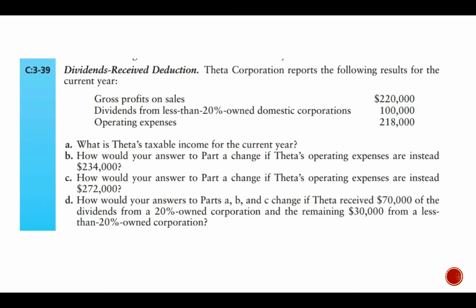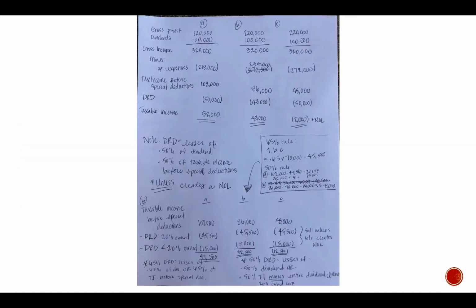In Part B, we want to know how the answer would change if the operating expenses are now $234,000. All right, so in Part B, it's the middle column. I have B up top. In Part B, nothing is going to change with gross income. We still have gross profit and we still have dividends.